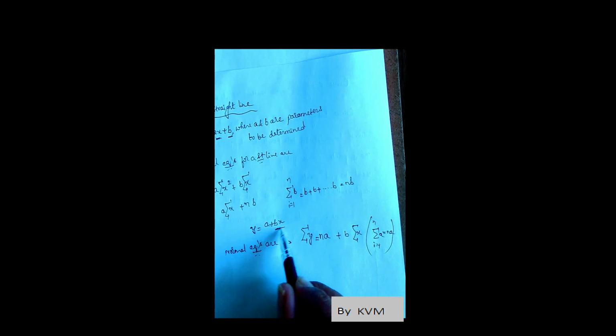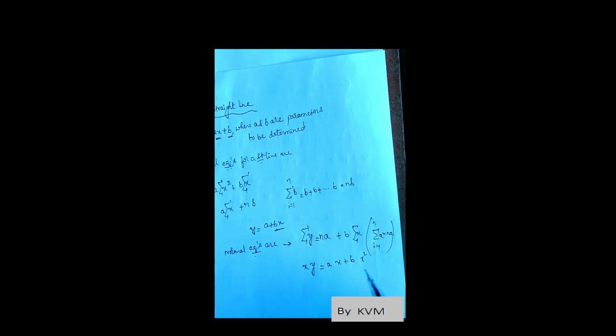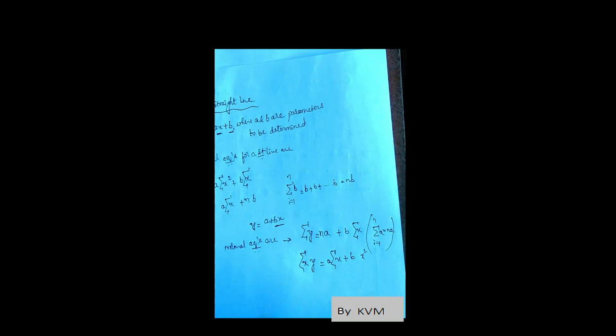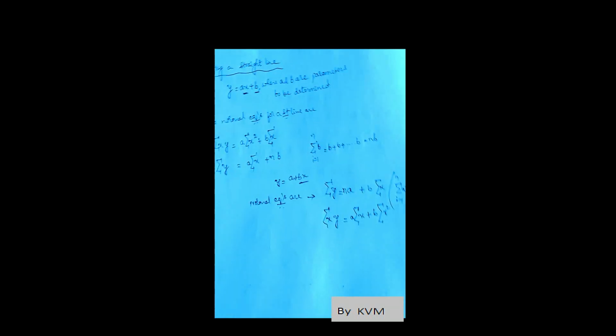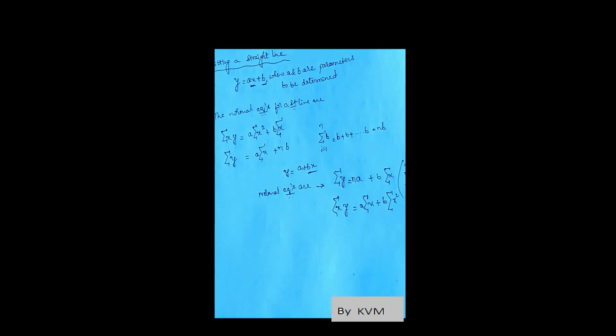Now the second normal equation. The second term contains bx, where the power of x is 1. So multiply x on both sides. The equation becomes x into y equals a into x plus b into x square. Now take sigma on both sides: sigma xy equals a into sigma x plus b into sigma x square. So this is for a straight line.